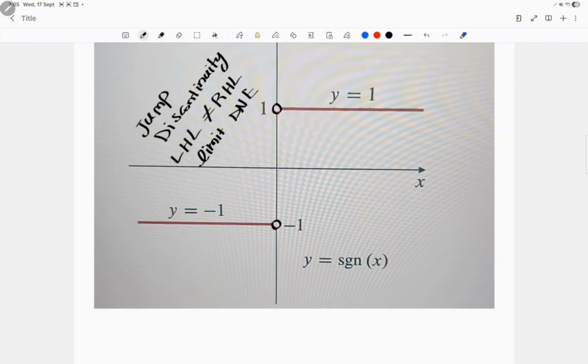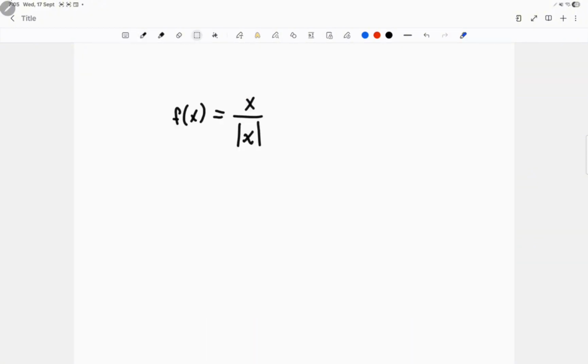Let me show you how to do this now without Desmos. I can do this from the left-hand limit and from the right-hand limit, with x over the absolute value of x. If you're doing the left-hand limit, you make the absolute value into a minus. And if you do the right-hand limit, just remove the absolute value without the minus. This will never change.